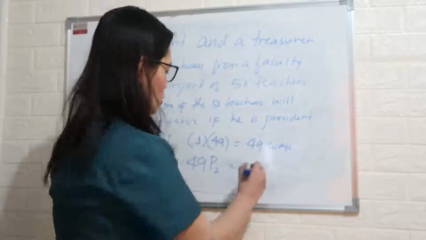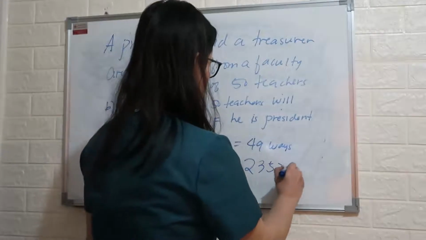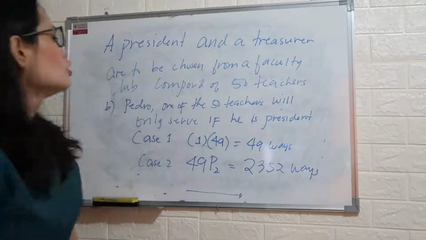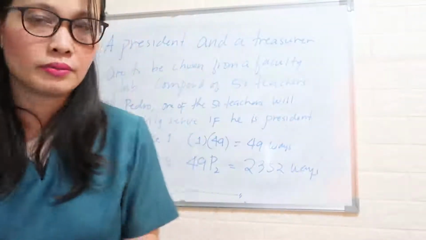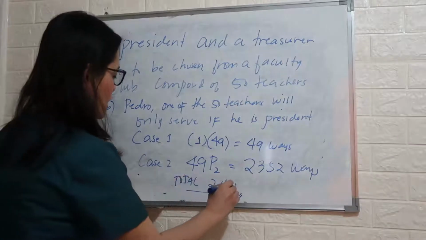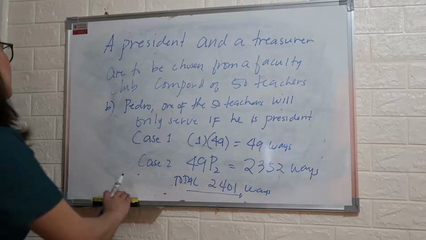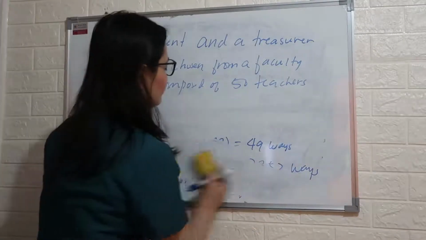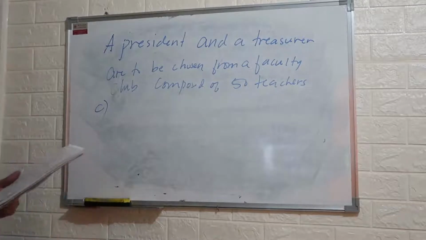2,352. Okay, 2,352 ways. So therefore, what is the total? 2,401. Okay, the total is 2,401 ways. Next.